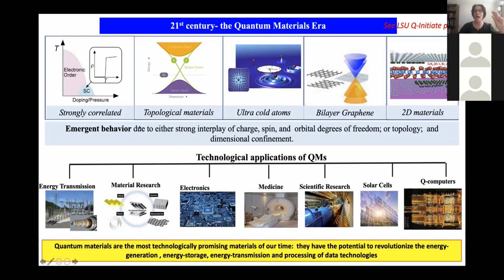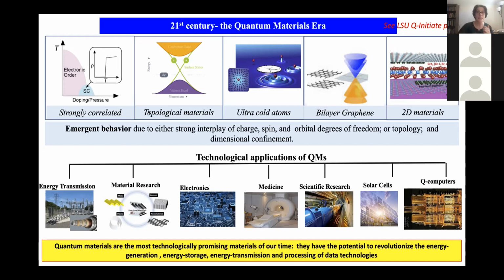One of the unifying themes of these materials is emergent behavior. You put many electrons together, you squeeze them in dimensionality, you change the topology, or do something else, and new and exotic physics emerges, with exotic states of matter. What we want to do is utilize these exotic states of matter in novel 21st century technologies. Indeed, quantum materials are the most technologically promising materials of our future. There are numerous potential applications of these materials.